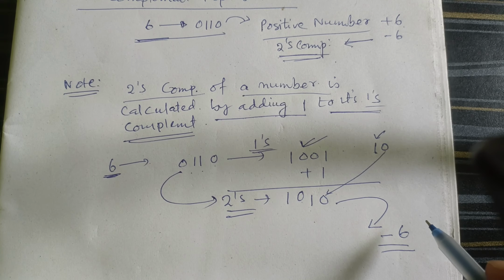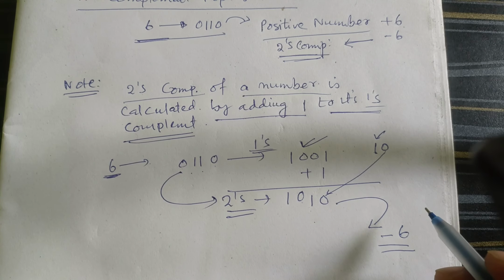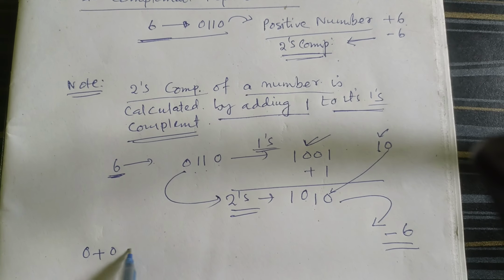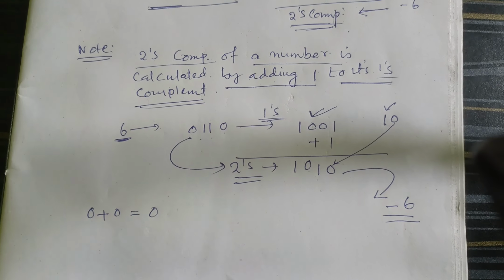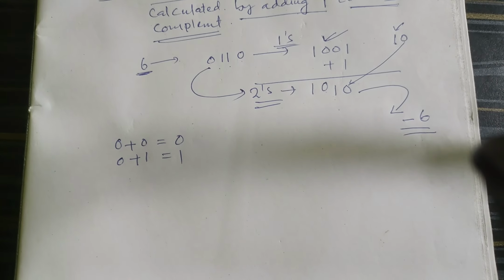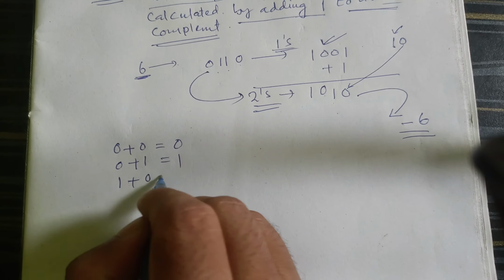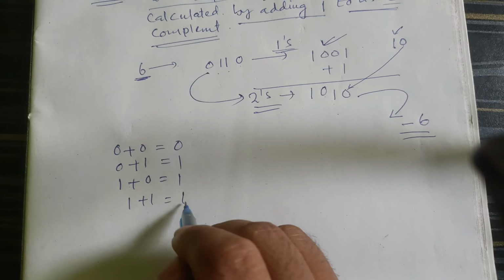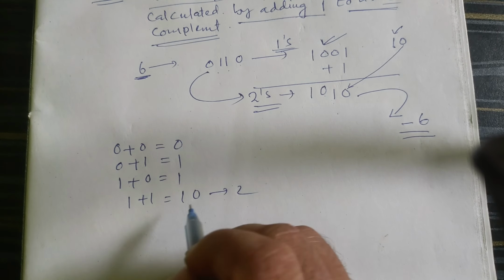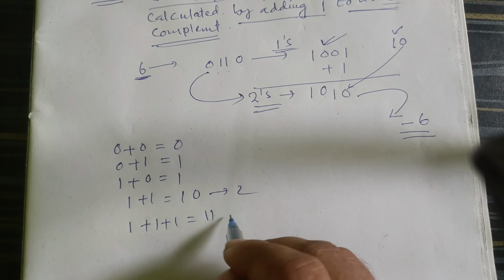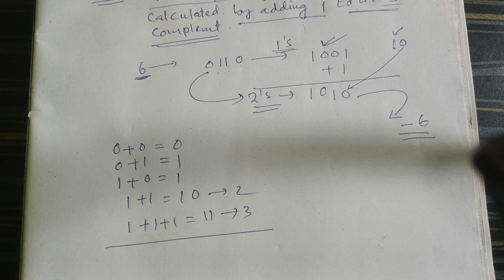So this way we can represent it. Now what is the adding rule? If we add 0 plus 0, then it will be 0. If we add 0 plus 1, it will be 1. If I add 1 with 0, that will be 1. If I add 1 plus 1, it will be 10, meaning 2, right? And now if we add 1 plus 1 plus 1, it will be 11, so it will be like a 3. So this one is the simple rule of adding in the binary number system.